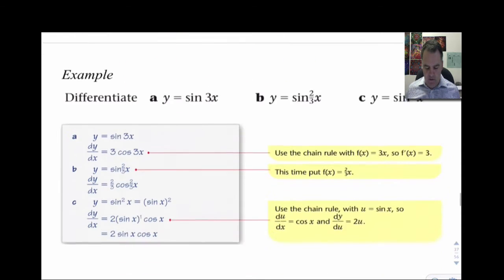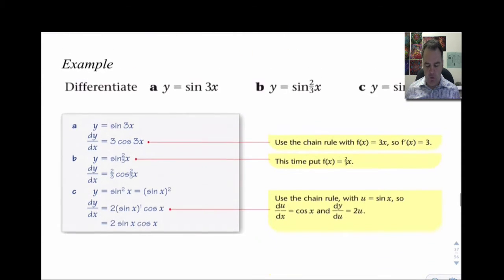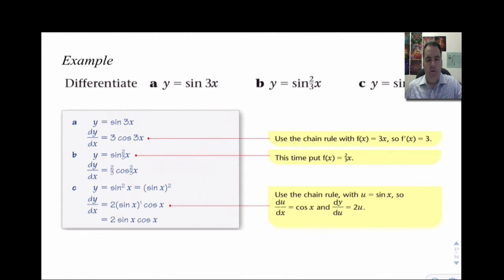Let's do some work with the chain rule now. If we've got y equals sin 3x, we know the derivative of sin of any function is going to be cos of that function, but we also have to take into consideration the 3x here and the derivative of that. So this is the chain rule coming in. Because the derivative of 3x is 3, we end up with an answer of 3 cos 3x. For sin 2/3 x, the derivative is cos 2/3 x times 2/3 because of the chain rule again.